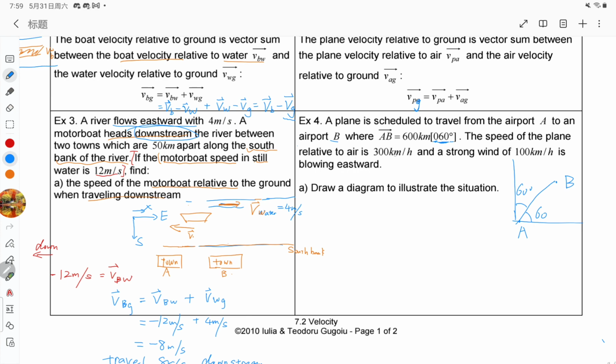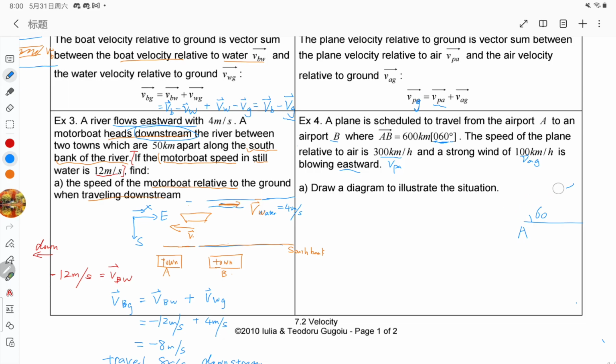The speed of the plane relative to the air is, plane relative to the air. I think this is just VPA. We can directly plug in here, right? So plane relative to the ground is plane relative to the air, plus the air relative to the ground, VAG. And this is the wind, right? The strong wind of 100 kilometers per hour, and this is V air ground, okay? V air ground, and blowing eastward, okay?